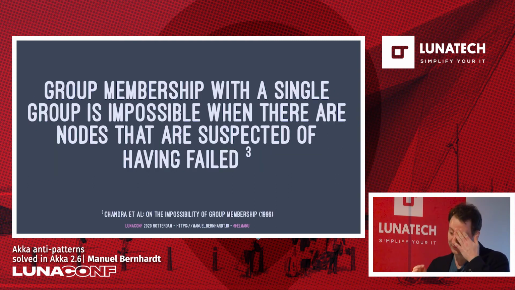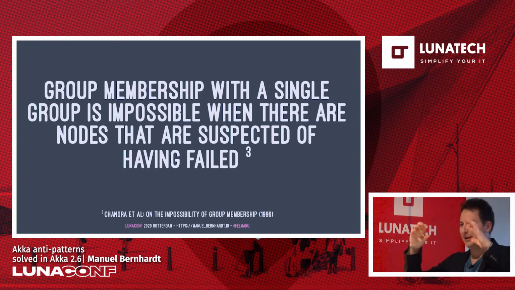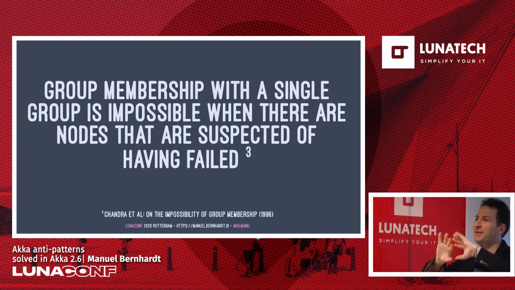So, a bit of theory here from the papers. Group membership with a single group is impossible when there are nodes that are suspected of having failed. And you only need one node in suspicion of having failed. What does it mean? Akka provides you this illusion that all the nodes in a cluster are part of this one system. And it maintains the view of who is there and who isn't there. Now, if one node is suspected of being in trouble, of not being there, you can't maintain that illusion anymore. You can't try to trick it and say, oh, it's only one, I'm going to remove it, and then it's going to be fine. No, the theory shows that it's breaking.